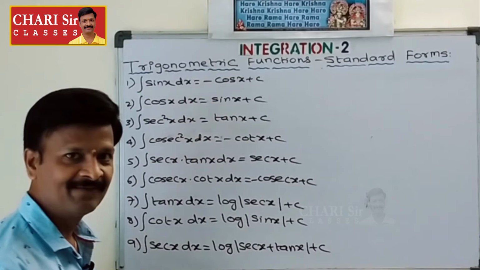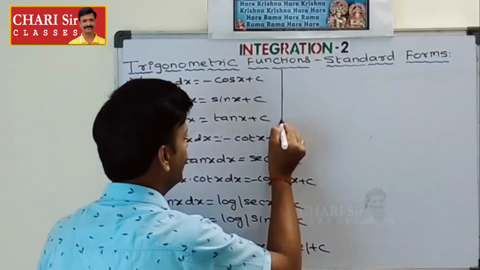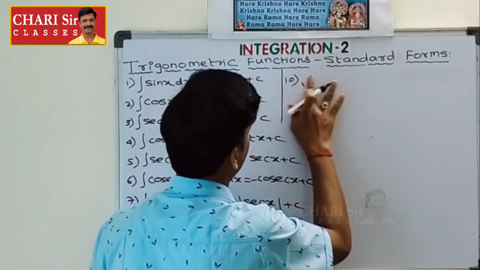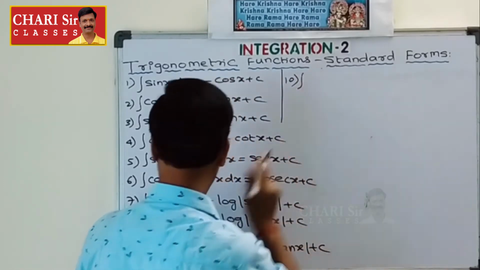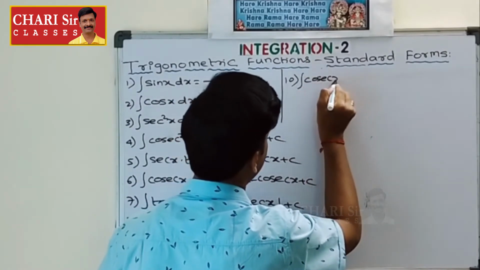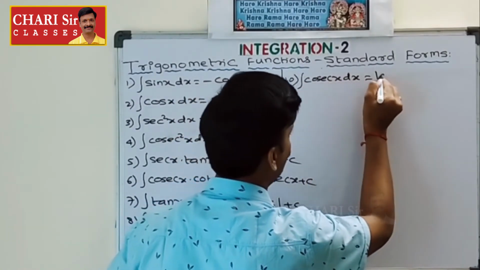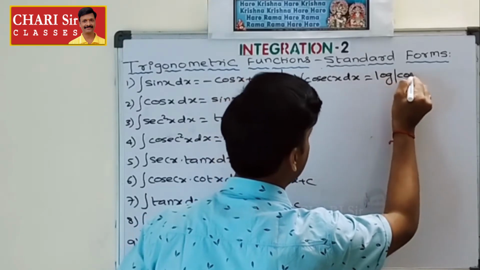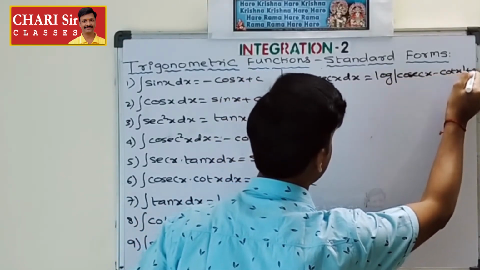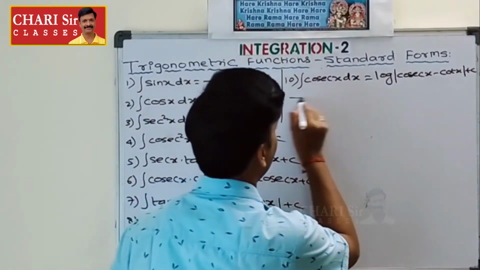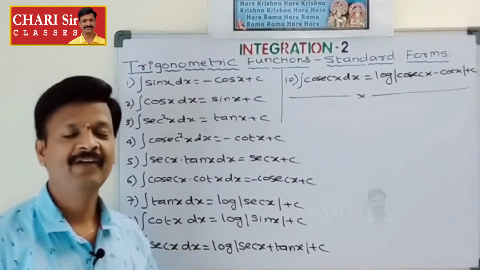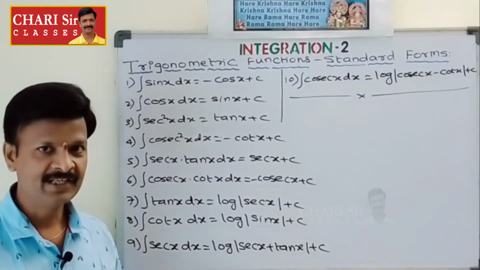And one more, the 10th one is there, that we write here. The 10th standard form is integration of cosecant x dx, which is equal to log mod cosecant x minus cot x plus c. So these are the 10 trigonometric function formulas. These are all very important for all the questions.